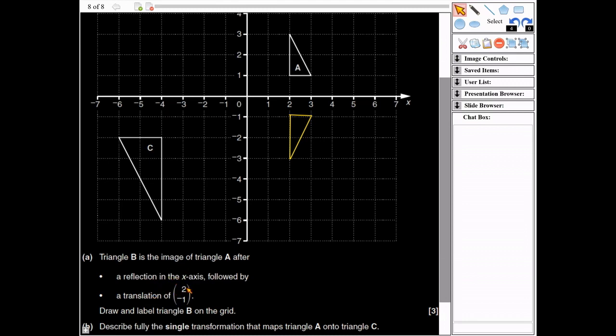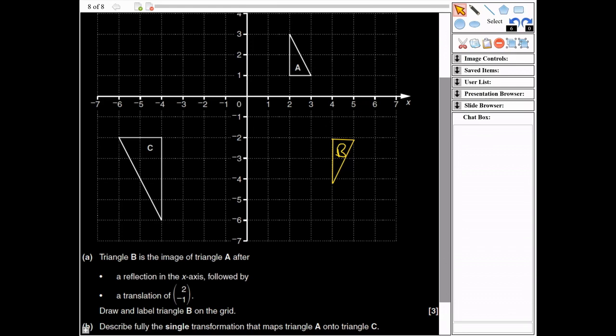Then, that's not triangle B though. To get triangle B, I've got to do a translation of 2, -1. So that's going to be 2 to the right, followed by 1 down. For each point, I'd have to move it 2 to the right, 1, 2, and then 1 down. So this point here would end up here. This point here, 2 to the right, 1 down, would end up here. And this point, 2 to the right, 1 down, would end up here. So I'm just going to move the whole thing 2 to the right, 1 down. There. So my triangle B should be there. Okay, that's what that says: draw and label triangle B.